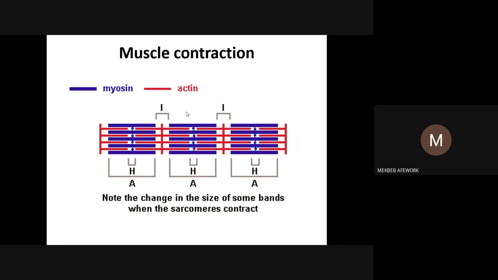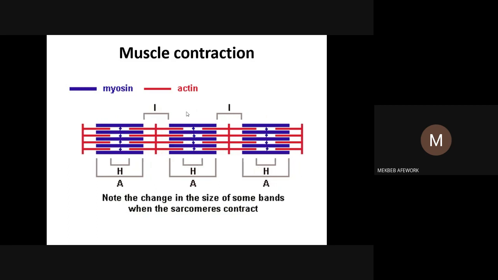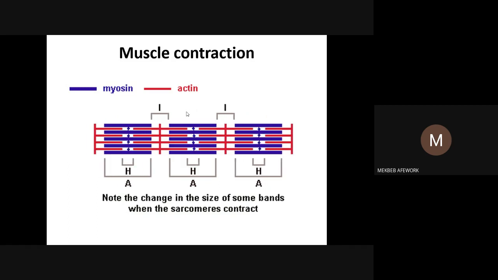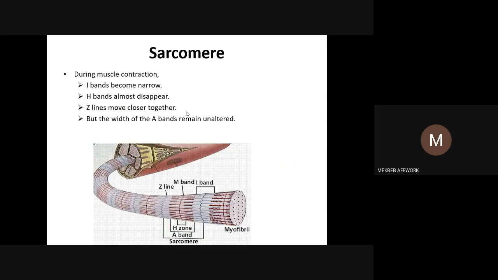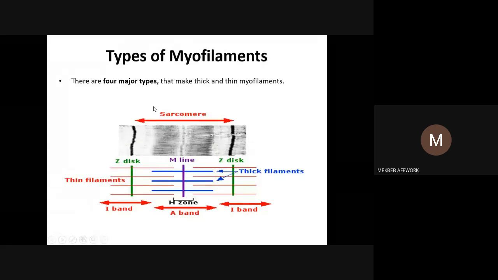Look at when contraction takes place, sarcomeres come nearer to each other. A bands do not change. H band almost disappears. So during muscle contraction, we have such changes taking place, and that's what causes contraction and relaxation.